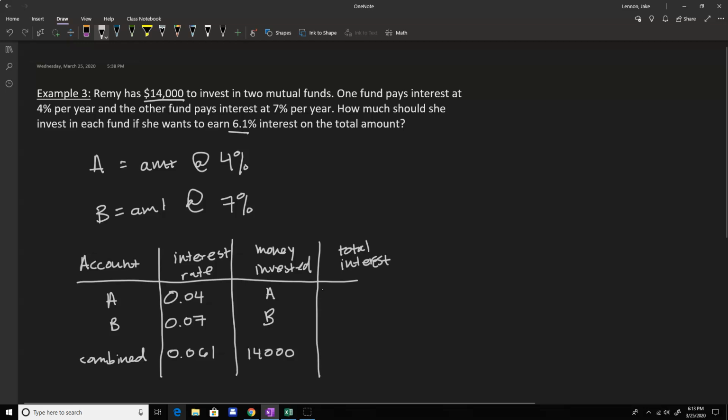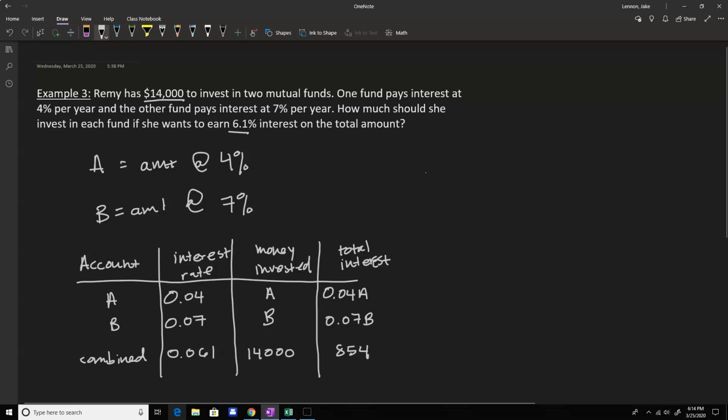So to figure out the total interest, again, we just multiply. So we get 0.04 times A, 0.07 times B. Let me erase that to make it a little neater. And then the total interest would be that 0.061 times 14,000, which comes out to $854. But again, we can get one equation because we know if we add the 0.04A plus the 0.07B, we have to get our total interest of $854.